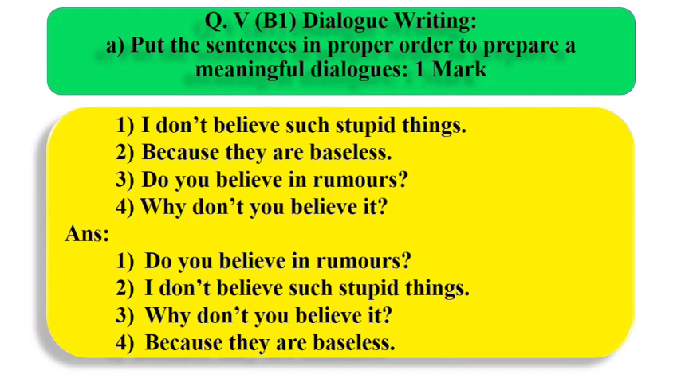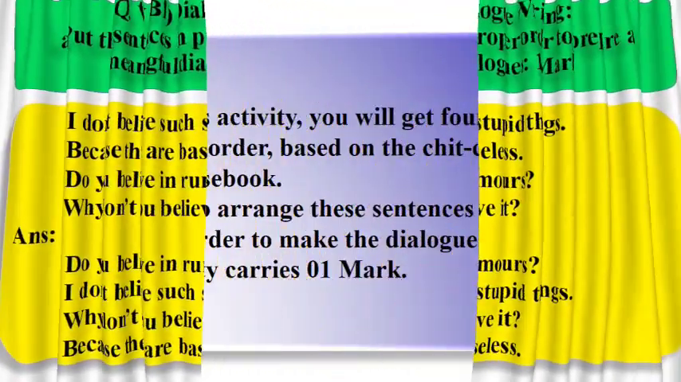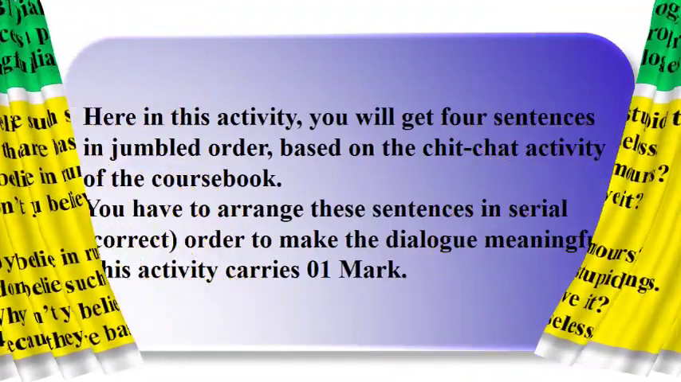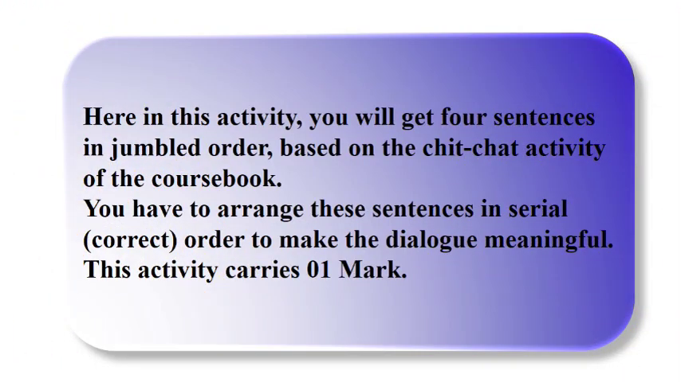Let us see an example of the answer. Answer 1. Do you believe in rumors? Second sentence. I don't believe such stupid things. Third sentence. Why don't you believe it? Because they are baseless. Students, here you have learned that these sentences are given in jumbled order and you have to write all these sentences in proper order so that meaningful dialogue will complete. This activity is based on chit-chat activity of the course book. You have to arrange these sentences in serial / correct order to make a meaningful dialogue. For that you will get 1 mark.